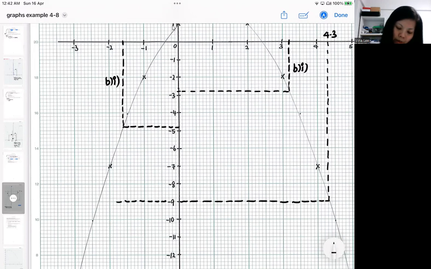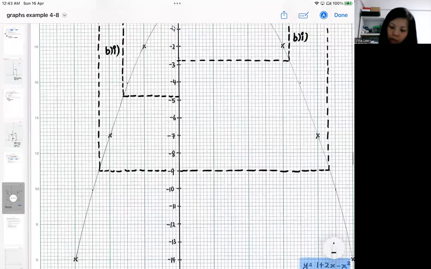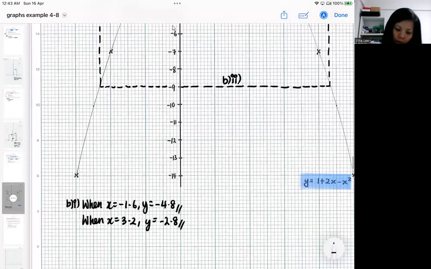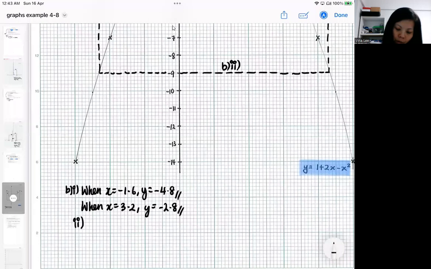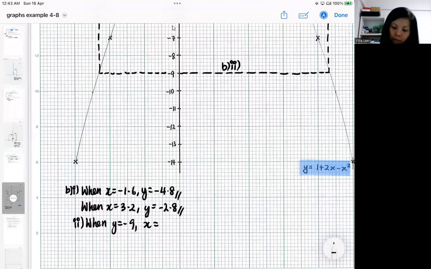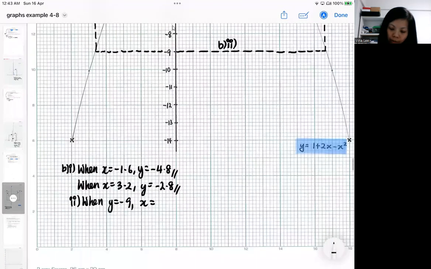Some students, like I mentioned, forgot to look left and right. And they end up getting a missing answer, so a missing mark. So if you get deducted marks, like 1 mark here, 1 mark there, you find you lose a lot of marks. So answer the question. So this one is B part 2. So B part 2, when y is equal to minus 9, x is minus 2.3 and 4.3.